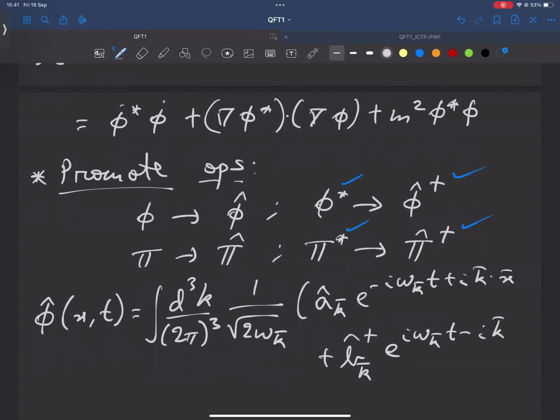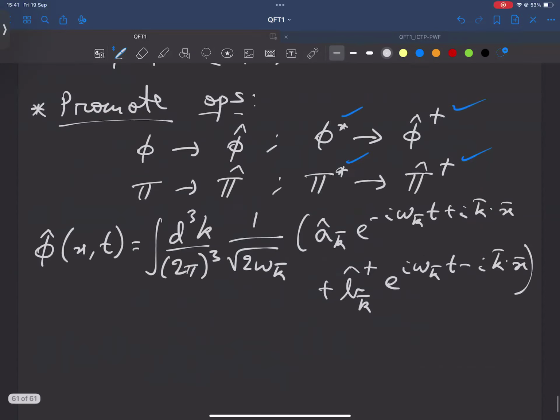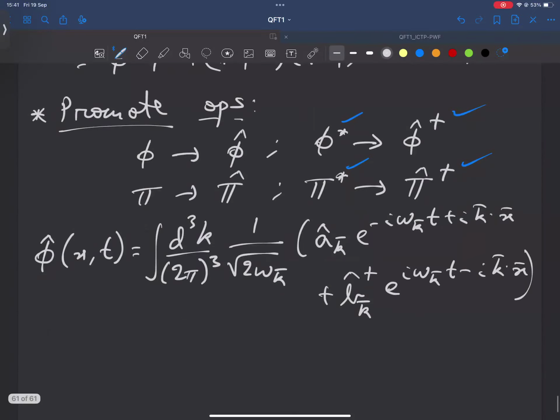We get this. Sorry for being a bit slow. These indices and plus and minuses are quite bothersome. So we just promoted A and B to operators, because we know from our study of harmonic oscillators that we can expand the coefficients of the plane wave basis to operators, which become your ladder operators of creation and annihilation. And similarly, we can write down the Hermitian conjugate as this.